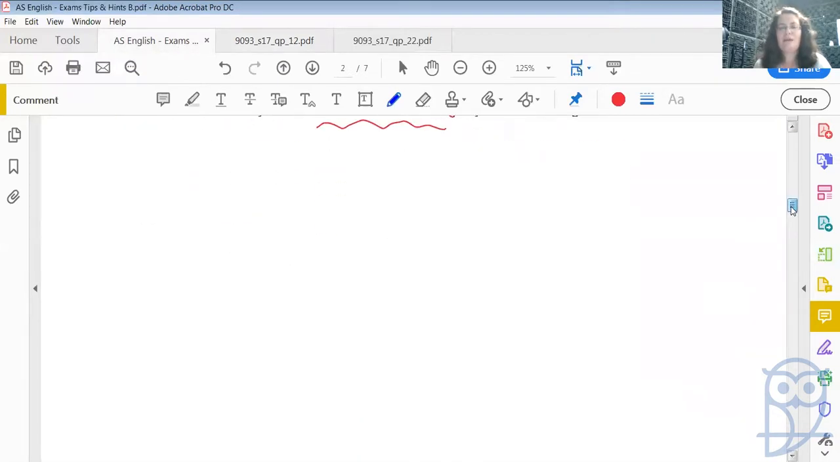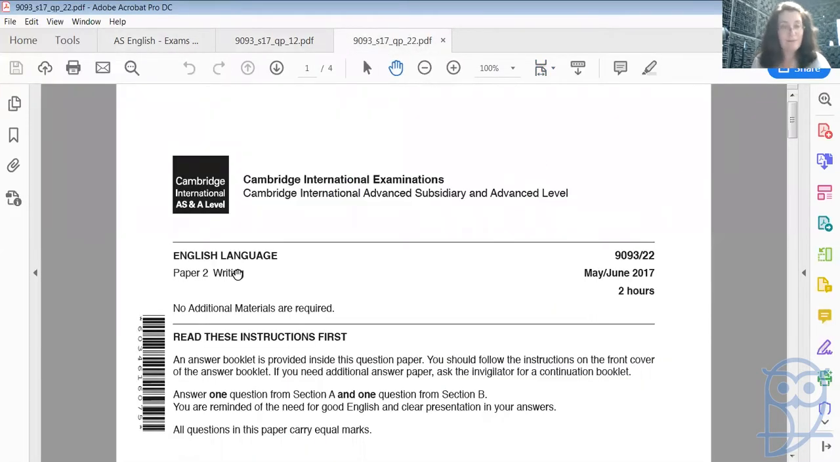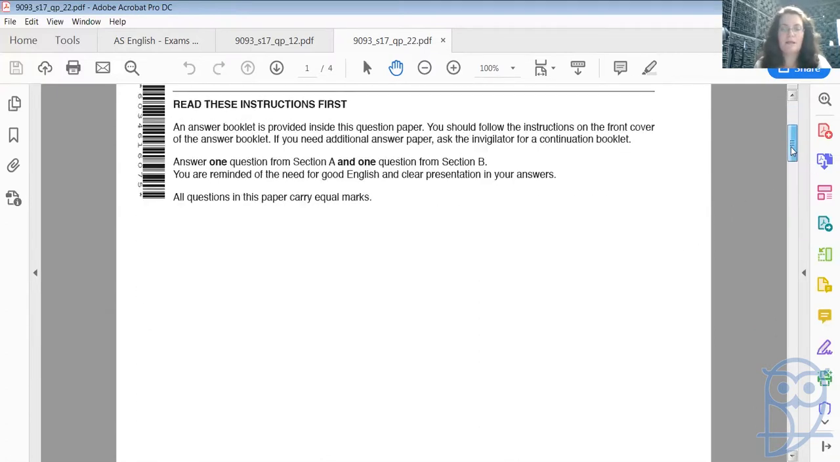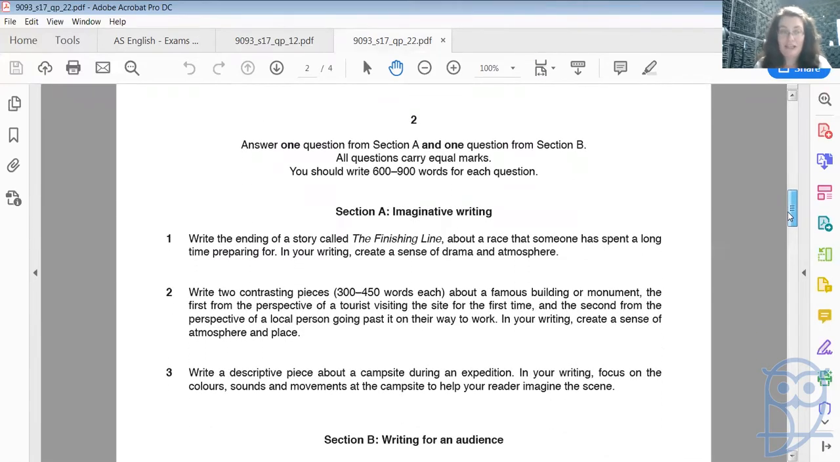Right, let's move on to paper two. Now, paper two is the writing paper. And you get 2 hours for the writing paper since you don't have to read any extracts. So that's why it's 15 minutes shorter than paper one. But all the same, pay attention to each of the questions and make sure you read them closely before you make your decision on which one you're going to write.